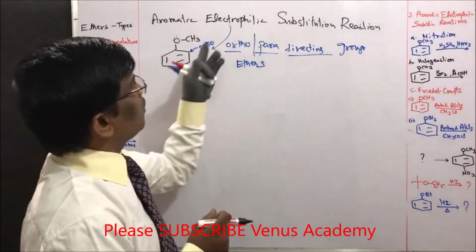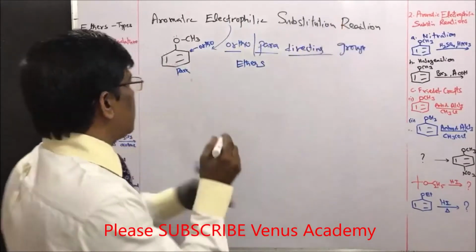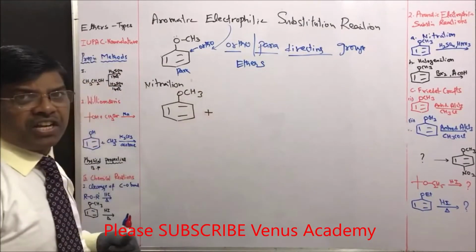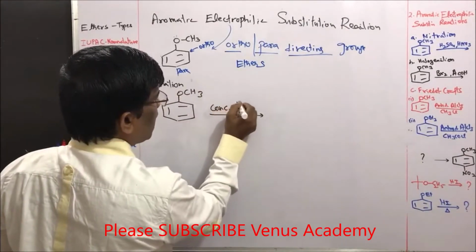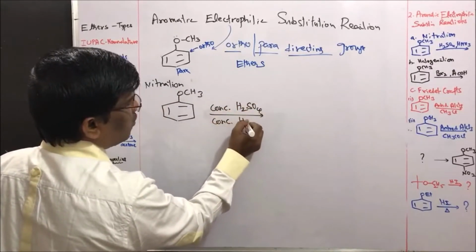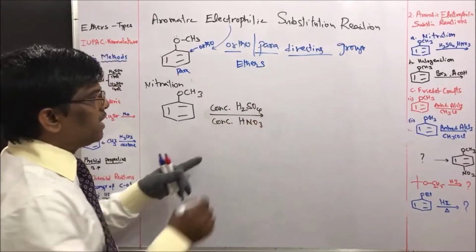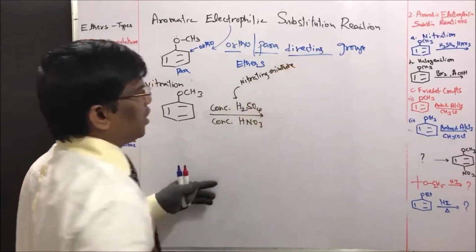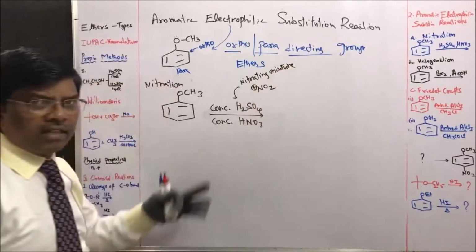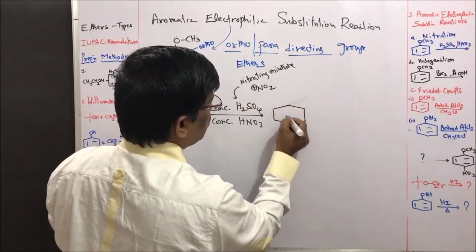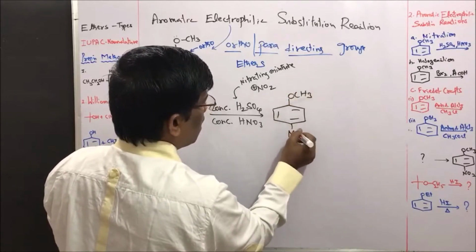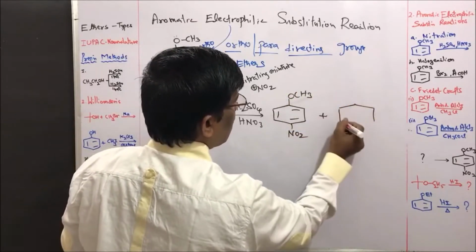So the usual electrophilic aromatic substitution is nitration. Let us take nitration. And what is the nitrating mixture? Concentrated sulfuric acid, it should be 2 moles, and concentrated HNO3. This is the nitrating mixture. This nitrating mixture generates the NO2 electrophile. Our nitration takes place at 2 positions. What are the 2 positions? This is para plus this is ortho.